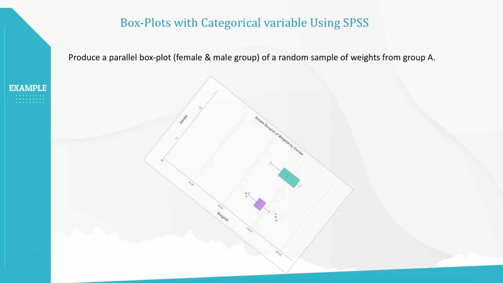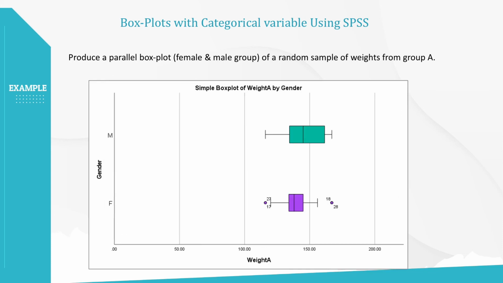Here is the output from SPSS. The tip of the left whisker represents the minimum value of the data, while the right side indicates the maximum value.